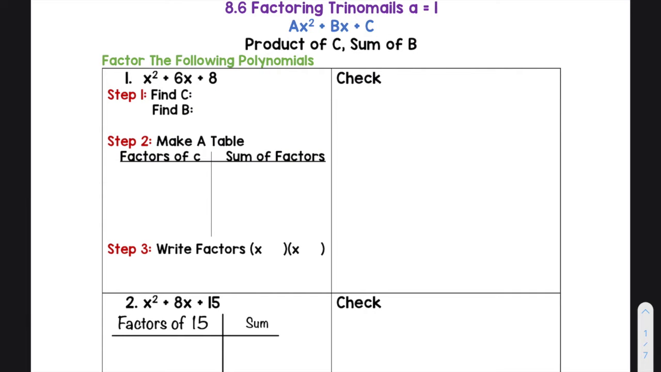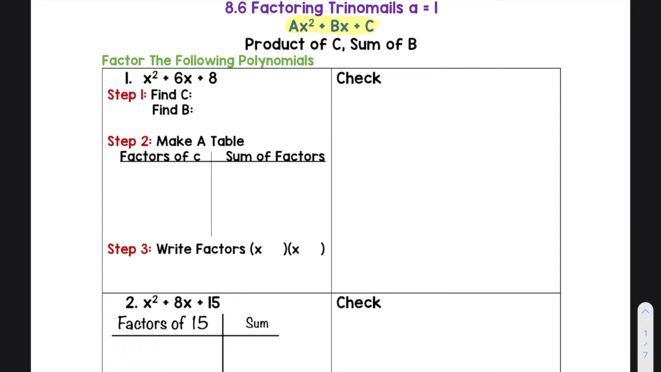Guys, today's notes is on section 8.6 titled Factoring Trinomials when a is equal to 1. Trinomials are polynomials with 3 terms, and remember, factoring is writing a polynomial or an expression as a multiplication problem. So the 3 terms that we're going to see specifically are going to be in the form ax squared plus bx plus c.